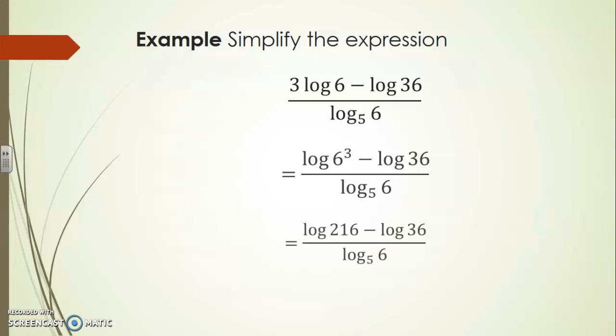6 to the power 3 is 216. Okay, so now at the numerator we have the difference of two logarithms. Now if you recall, one of our properties says that a difference of two logarithms is equivalent to the quotient of those two arguments placed in one single logarithm. So log of 216 over 36. For now I've left log in base 5 of 6 at the denominator untouched. 216 over 36 is 6, so log of 6 divided by log of 6 in base 5.